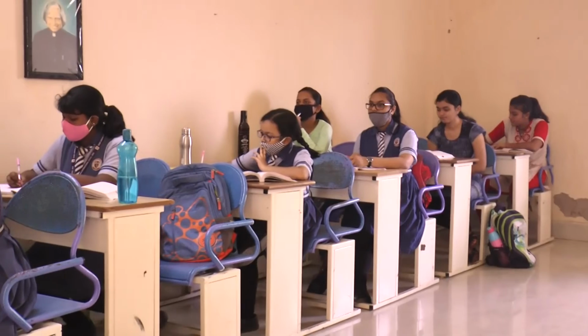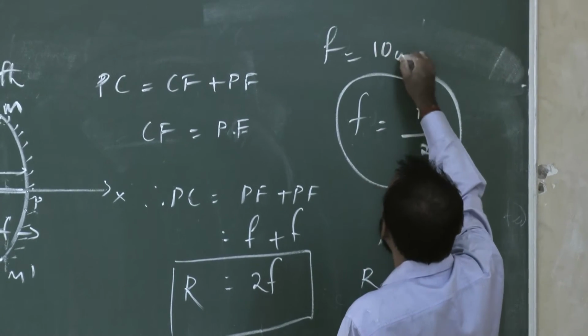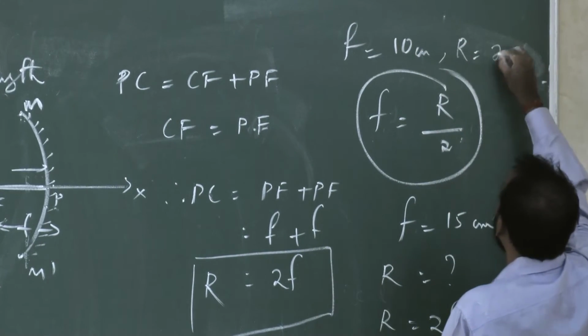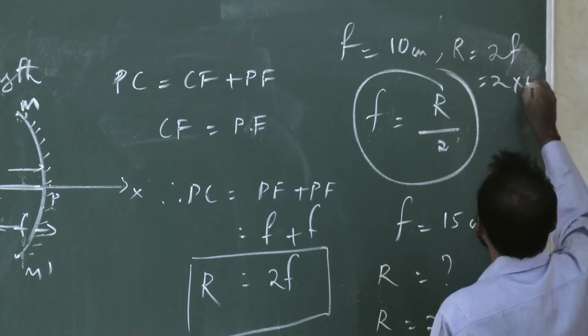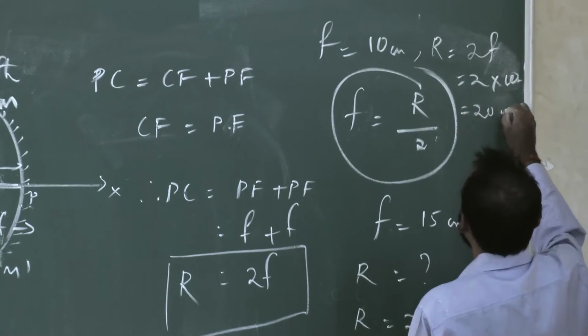So the focal length is given, 10 centimeter. If f is equal to 10 centimeter, what will be the radius of curvature? 2 into f, that is 2 into 10. How much then? You will get 20 centimeter.